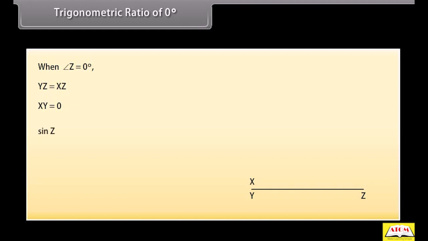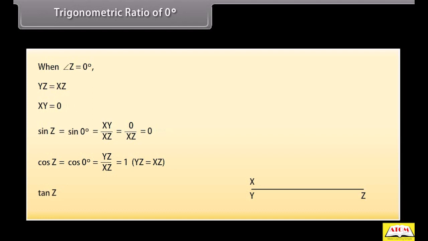Sine Z is equal to sine 0 degree, which is equal to XY upon XZ, which equals 0 upon XZ, which is equal to 0. Cos Z is equal to cos 0 degree, which equals YZ upon XZ, which equals 1, as YZ is equal to XZ. Tan Z is equal to tan 0 degree, which equals XY upon YZ equals 0 upon YZ, which is equal to 0.